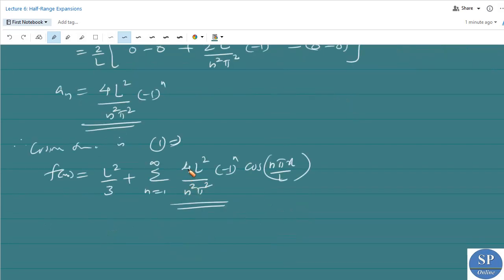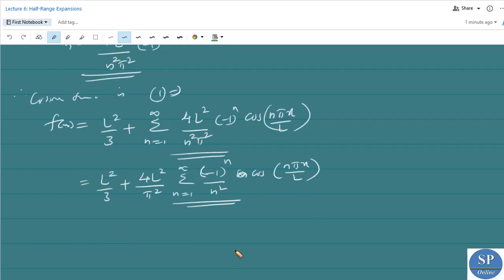Or if you take this 4L square by pi square outside, we get this equal to L square by 3 plus 4L square by pi square into summation n from 1 to infinity, because summation is over n, minus 1 power n divided by n square into cos of n pi x by L.